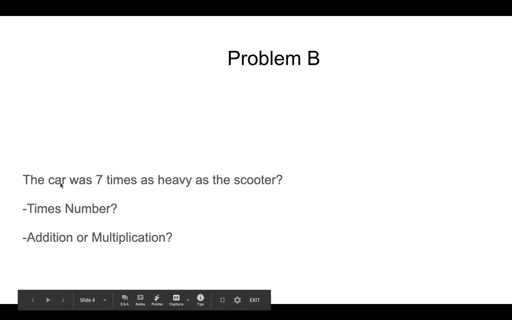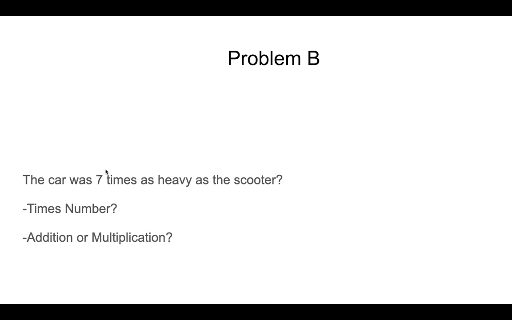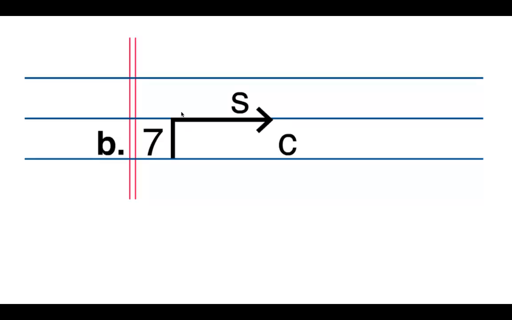All right, so we have the car was 7 times as heavy as the scooter. So what's our times number? Our times number is 7. What's going to be heavier, the scooter or the car? The car is heavier, so that's going to be our big number, and our other small number is going to be S. So let's take a look. Excellent. So we have 7 as our times number. 7 times the scooter will tell us how heavy the car is.